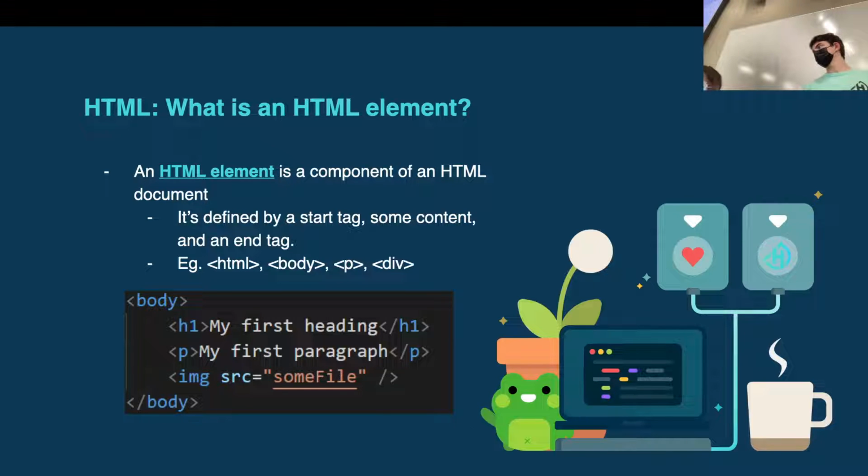Another part of an element is an attribute. An attribute is used to add extra properties to your tag. Over here, you can see src, which is an attribute. And src basically adds a path name to your image tag. So that's it about HTML elements. Let's move on.